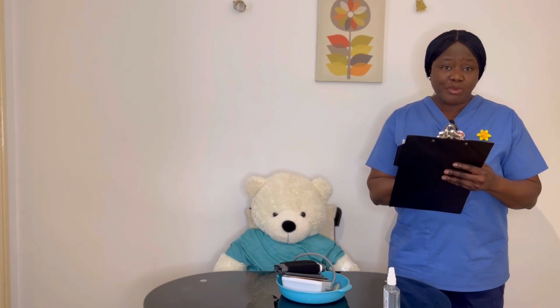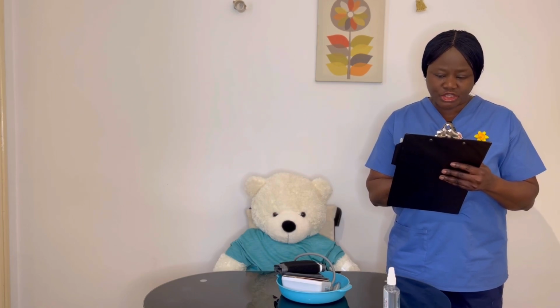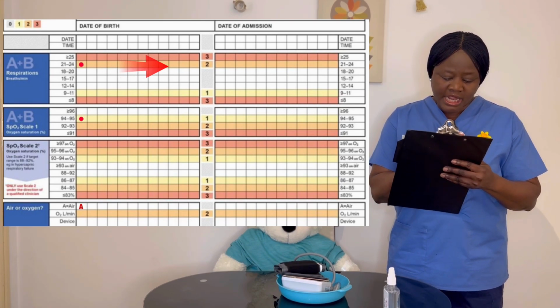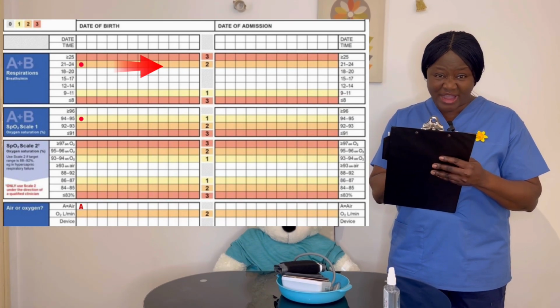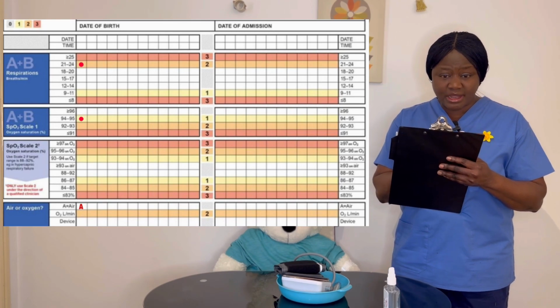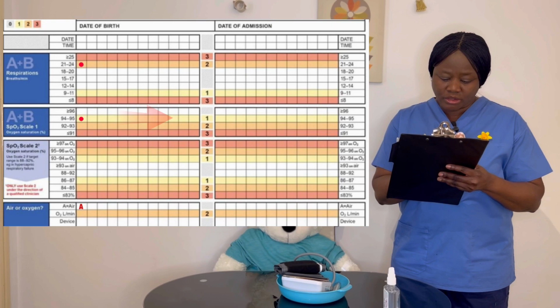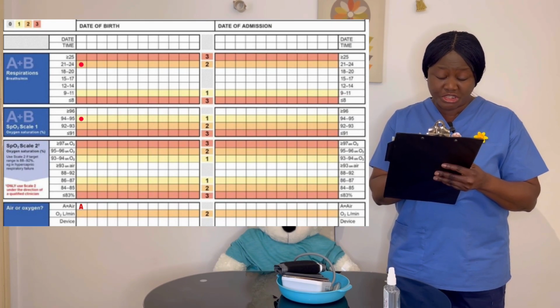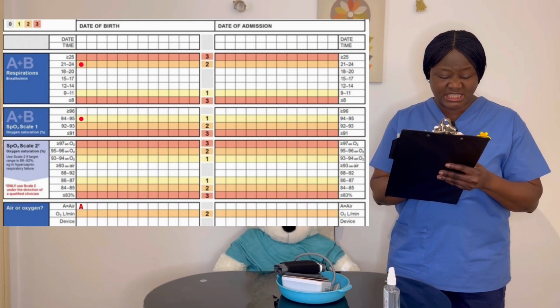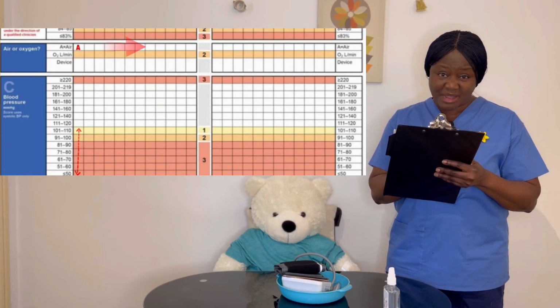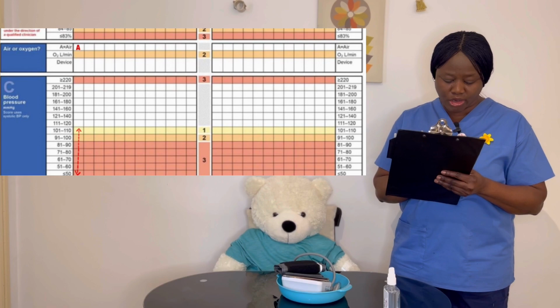Okay. For the respiration, I've got 22, and that gives me a score of 2. The SPO2 is 95. I'm using scale 1. That's a score of 1. I'm not using scale 2. So I'm moving to the next stage, which is air or oxygen. James is on room air. I'll write capital letter A on that column.